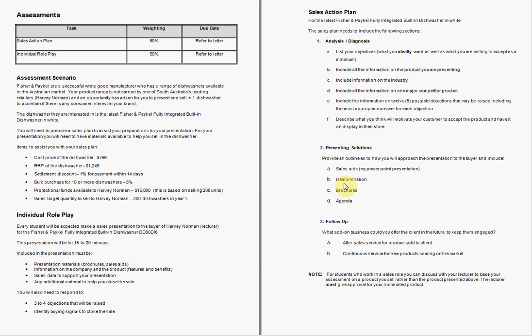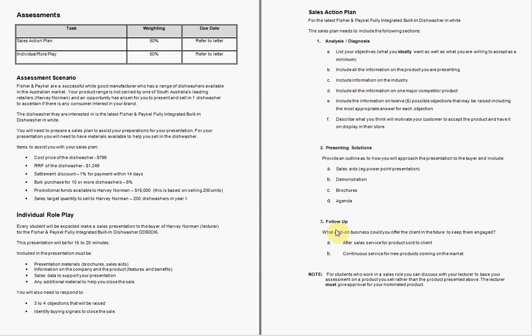If you're going to have demonstrations, what demonstrations would you use? What videos would you use? Because online there are lots of videos that show how the dishwasher works and the uniqueness of the dishwasher. The brochures that you would use, as well as an agenda. It's important to have an agenda to ensure that you keep on task with the points that you want to cover.